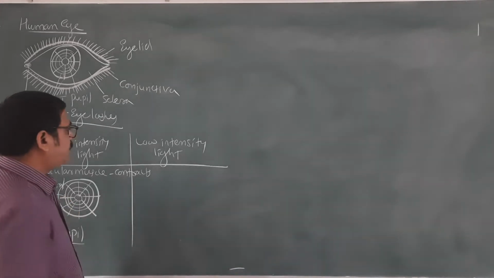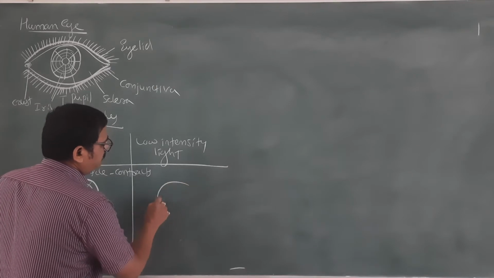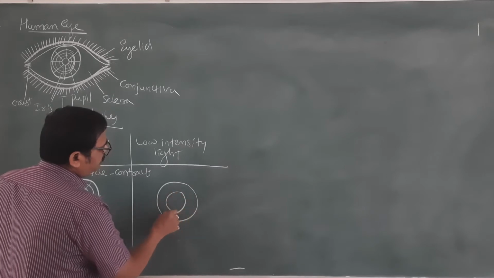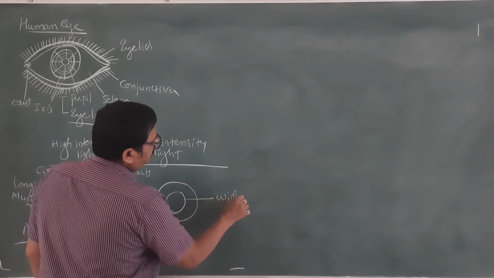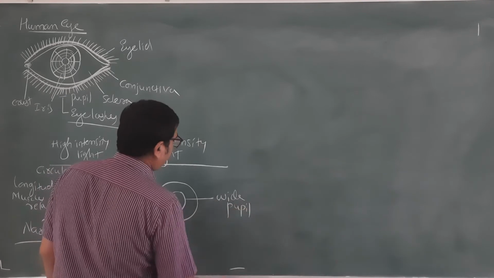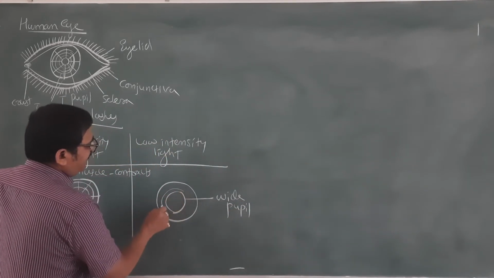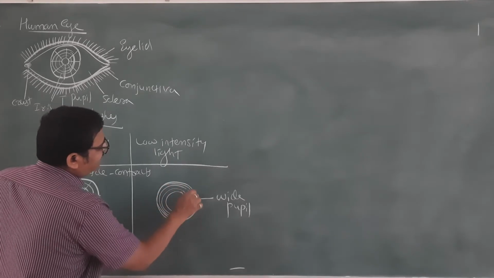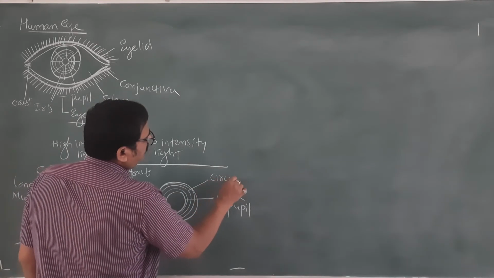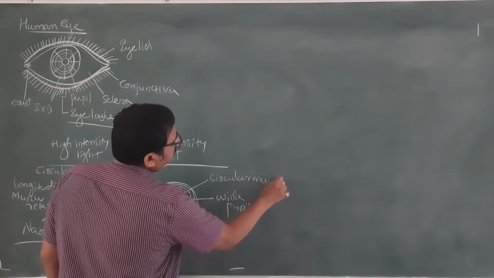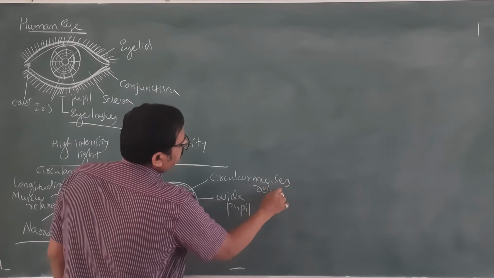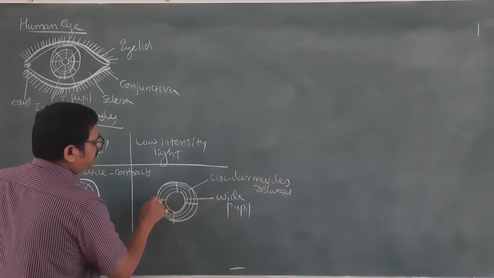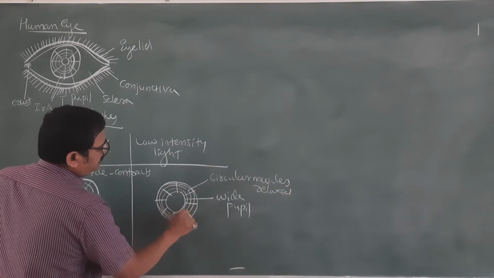Now, when light intensity is very low, what happens to the pupil? Let us understand. The pupil becomes widened, so we can say a wide pupil. Why is it wide? Because of relaxation of the circular muscles. The circular muscles get relaxed, whereas the longitudinal muscles are contracted.